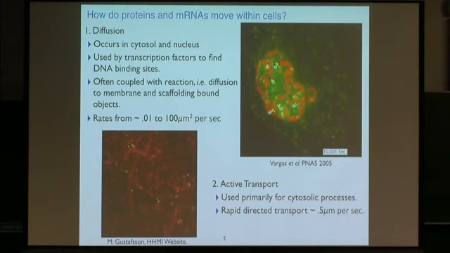Does it mean that if you were to look closer, you would see transport? That's basically this image. You see diffusion. Here I don't think there's any transport going on because it's in the nucleus, and as far as I'm aware, there's not really active transport of mRNAs in the nucleus. So that would be outside the nucleus. This is out in the cytosol.